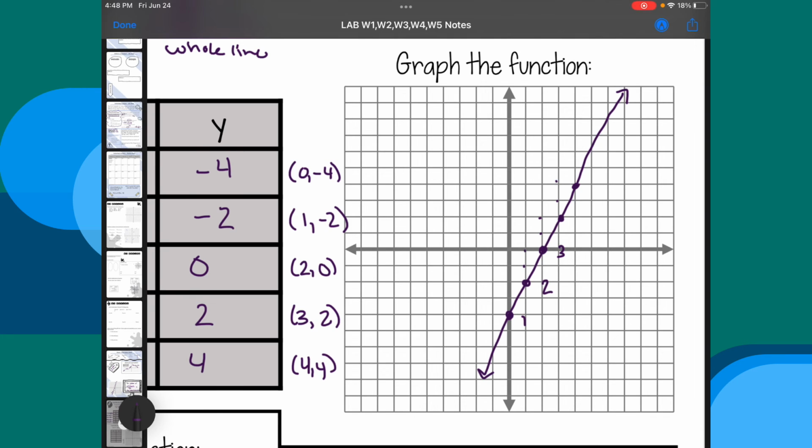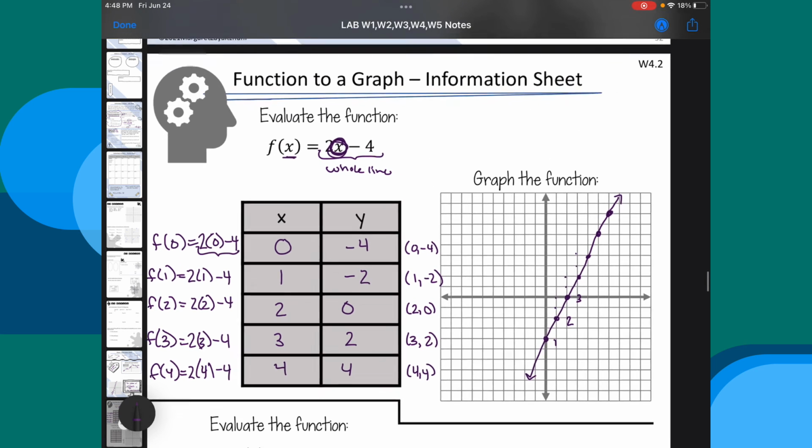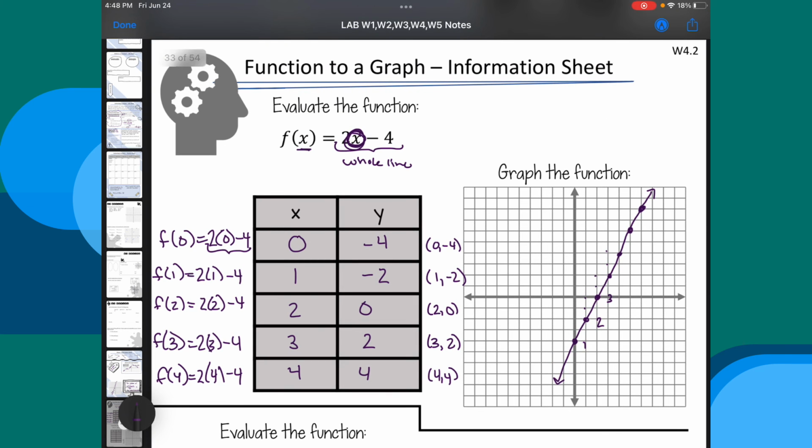So without even calculating more points, we could just keep that pattern going. Up 2 to the right 1, up 2 to the right 1. And notice that those 2 points also fall on our graph. That's how you evaluate the function and then graph that same function.